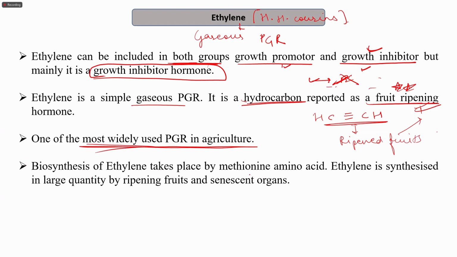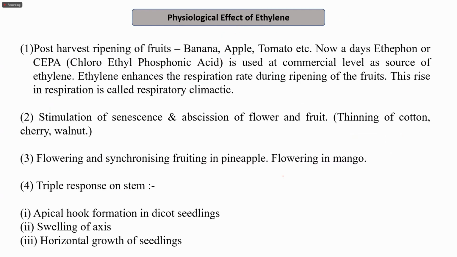Biosynthesis of ethylene takes place from methionine amino acid. Ethylene is synthesized in large quantity by ripening fruits and senescent organs. What is the physiological effect? Firstly, post-harvest ripening of fruits. So banana, apple, tomato, etc. Nowadays, ethephon or CEPA, that is chloroethyl phosphonic acid, is used at commercial level as a source of ethylene. So these terms are important.